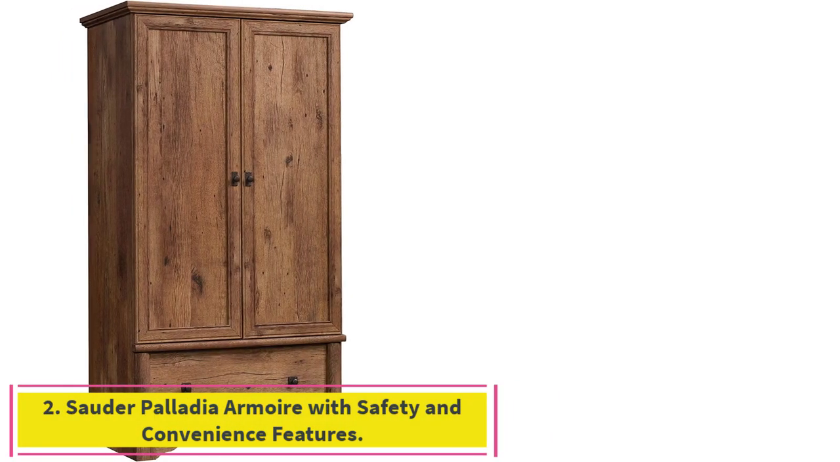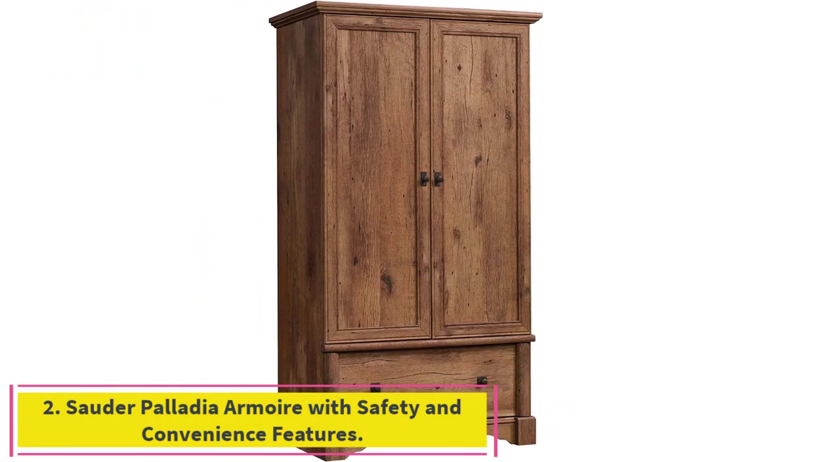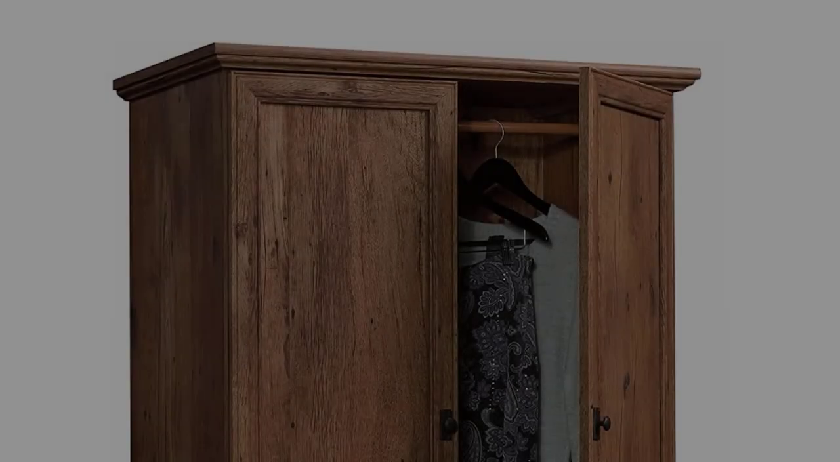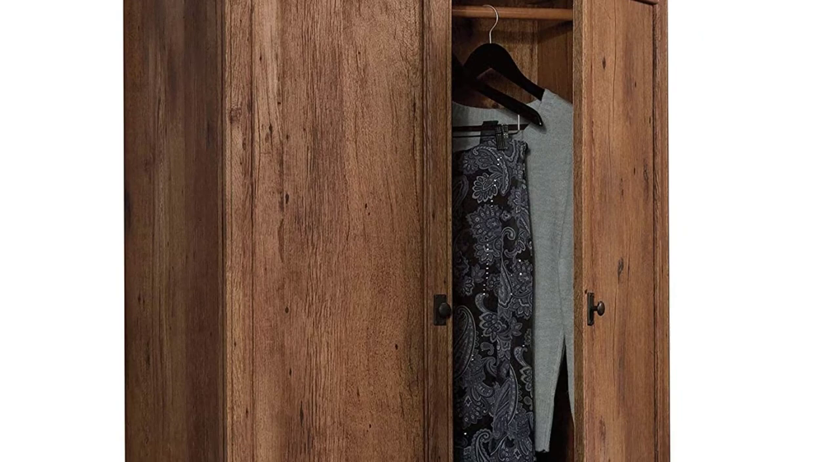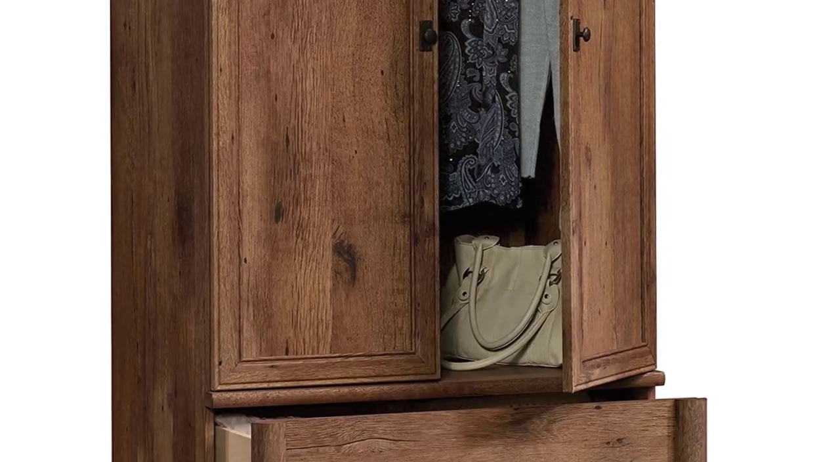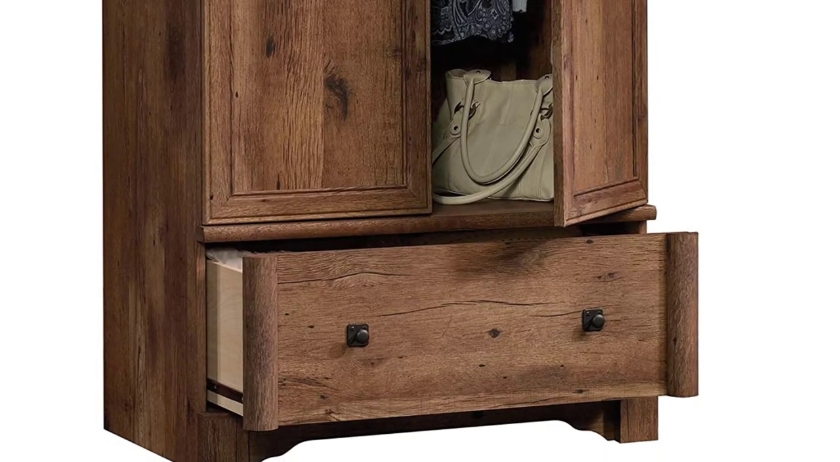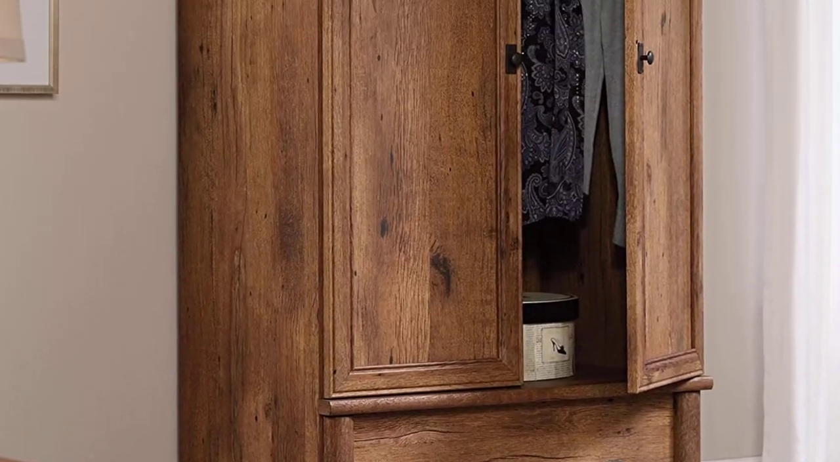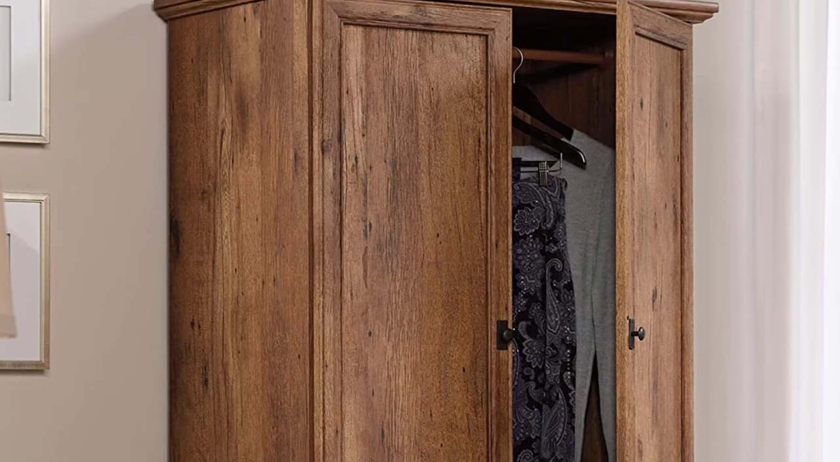Number 2. Sauder Palladia Armoire with safety and convenience features. The Sauder Palladia Armoire in vintage oak finish is designed with safety in mind. It has been tested for stability to help reduce tip-over accidents and comes with a garment rod behind doors for hanging clothes. The drawer has metal runners and safety stops to ensure the safety of you and your family.